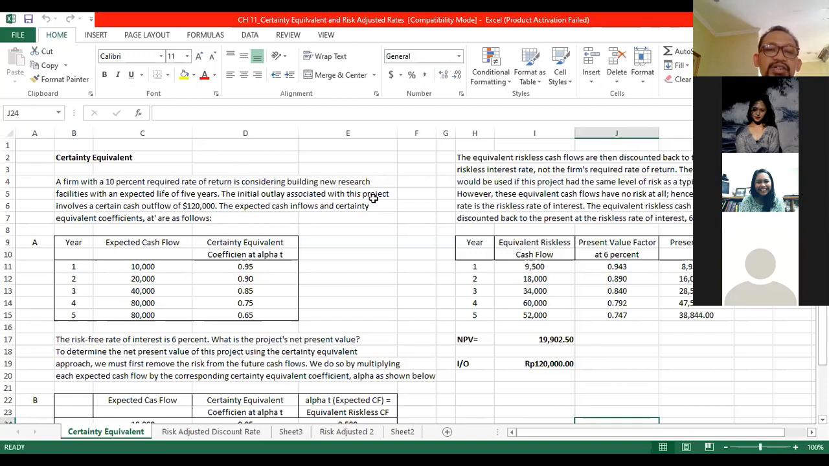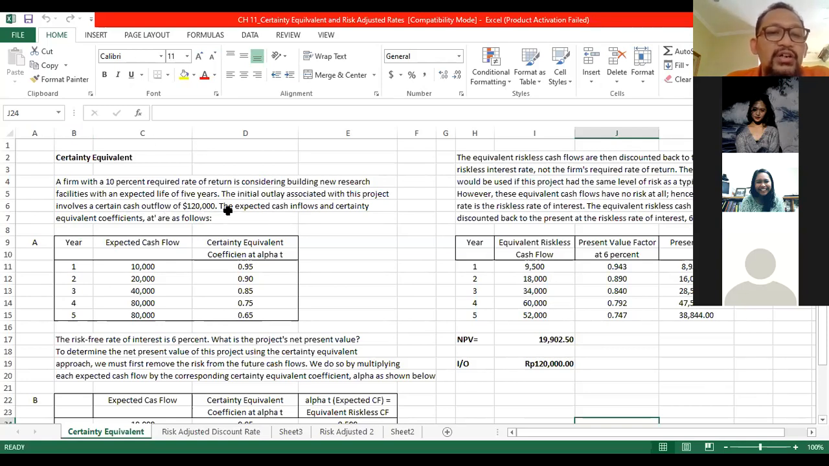The initial outlay associated with this project involves a certain cash outflow of 120,000 US dollars. So this is your first investment. Sometimes this is called a sunk cost, but here we call it the initial outlay. The expected cash inflow, this is outflow, this is inflow, and the certainty equivalent coefficients are as follows. We are trying to find the net present value here using the certainty equivalent method.